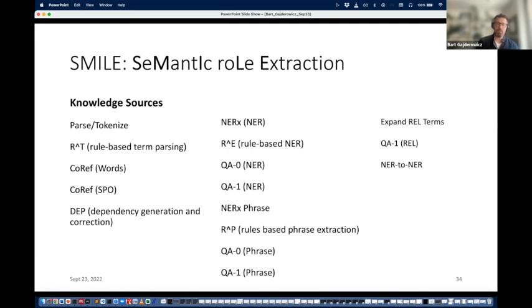We are using off-the-shelf NER models that I mentioned before for some edge cases. We are using a rule-based NER that I presented to you a couple slides back. And we've also developed a question and answer library for generating questions or queries in the text to identify NER components to generate new phrases. We also have a rule-based phrase extraction knowledge source. And finally, we have a set of knowledge sources that expand the relationships between terms, right? So creating a chain of named entities through their semantic relationships that we found in the data.